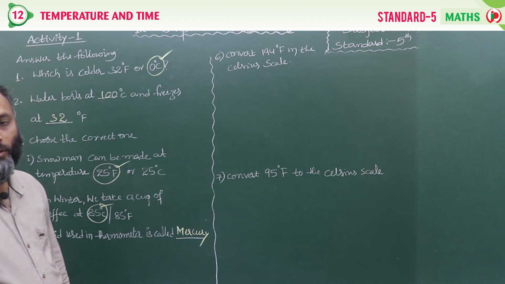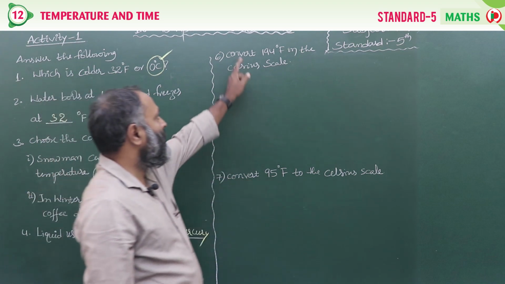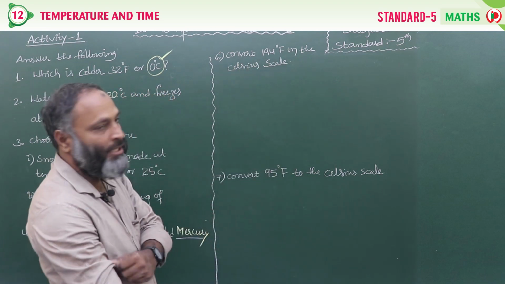So which liquid are we using? Mercury. Okay. Now the next, sixth question: convert 194 degrees Fahrenheit into the Celsius scale.